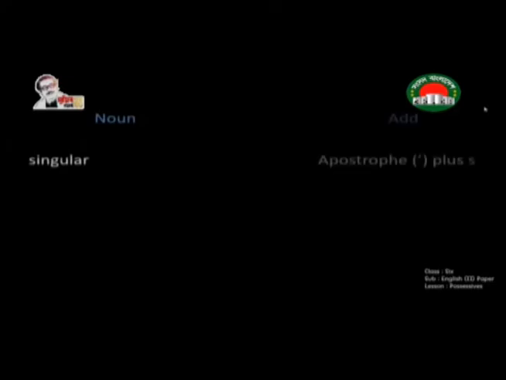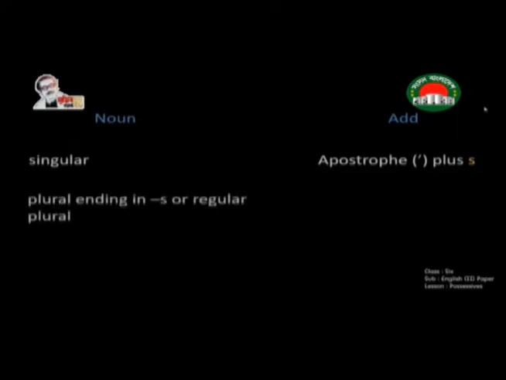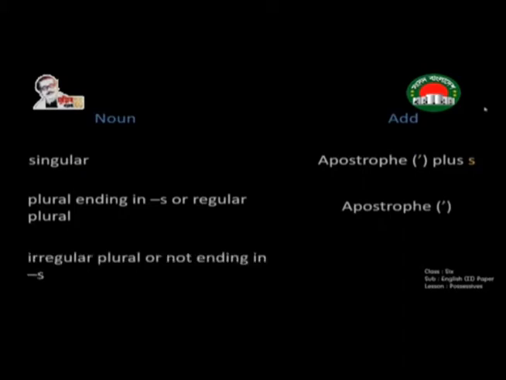So, after this discussion we can say noun with singular, we add apostrophe plus s. Noun with plural ending in s or regular plural, we add apostrophe, just apostrophe. And noun with irregular plural or not ending in s, we add apostrophe plus s.